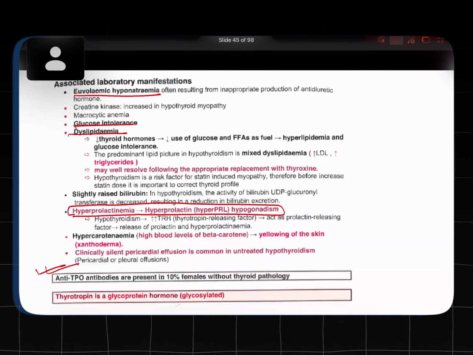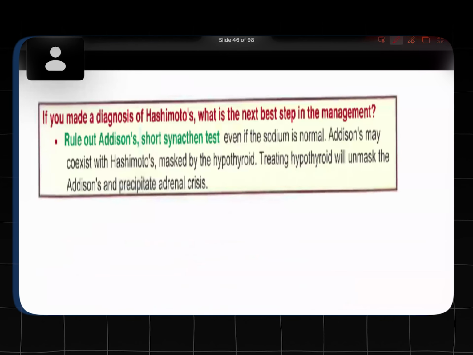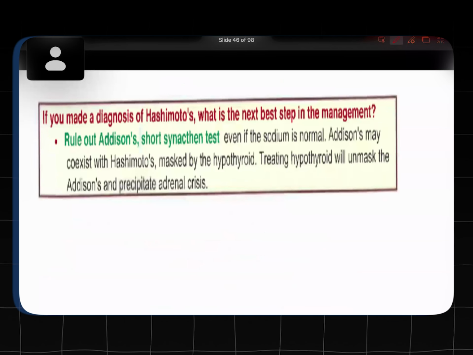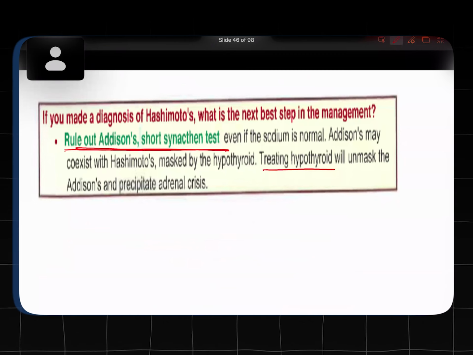Anti-TPO antibodies are more classically associated. So if you have made a diagnosis of Hashimoto's, suppose a female patient with features of hypothyroidism and there is a lymphoma, anti-TPO antibodies are positive, and prolactin levels are high, then you know that it is Hashimoto's. The next step is to rule out Addison's by a short synacthen test, because otherwise treating the hypothyroidism will mask the Addison's and precipitate adrenal crisis.